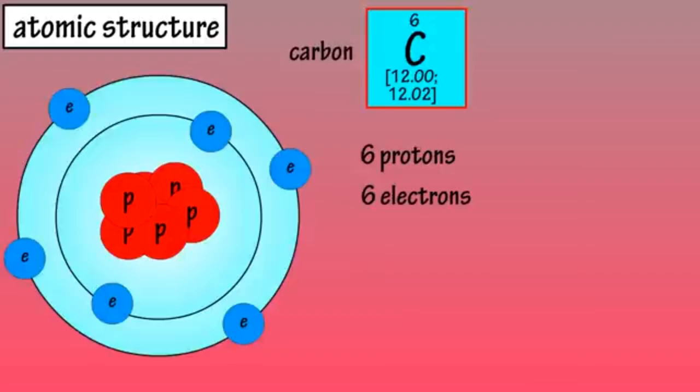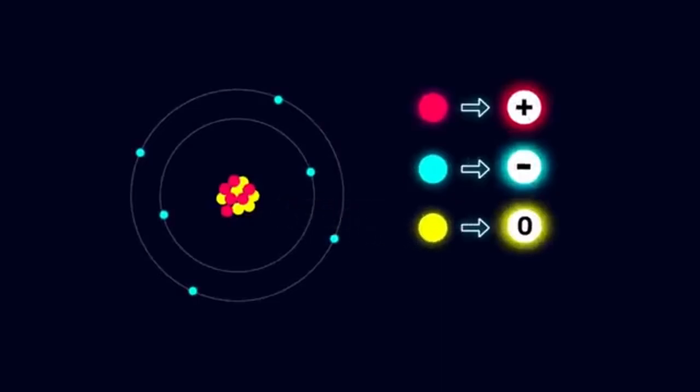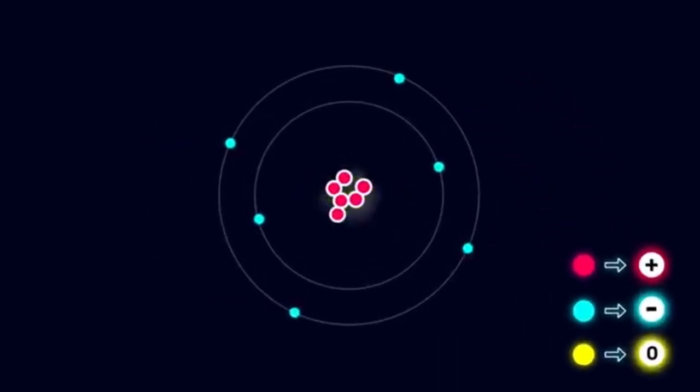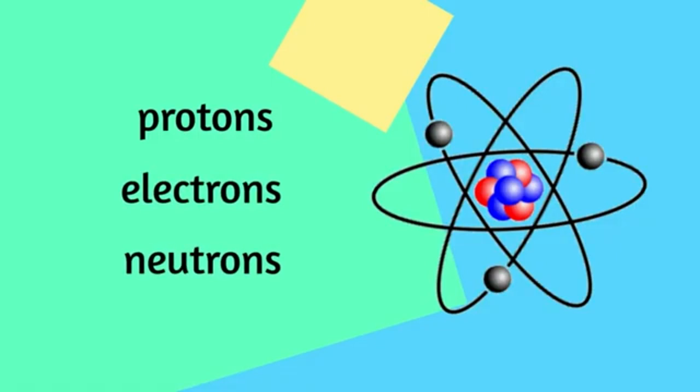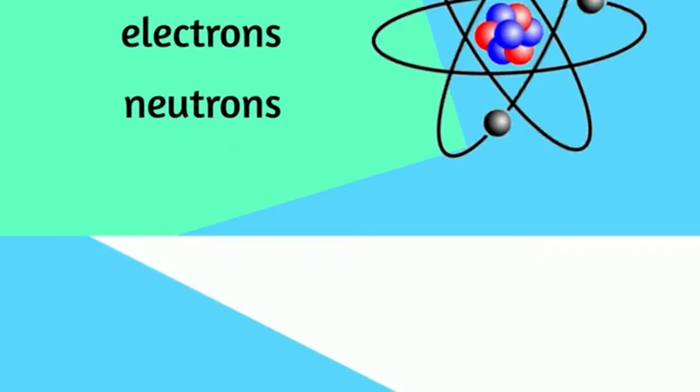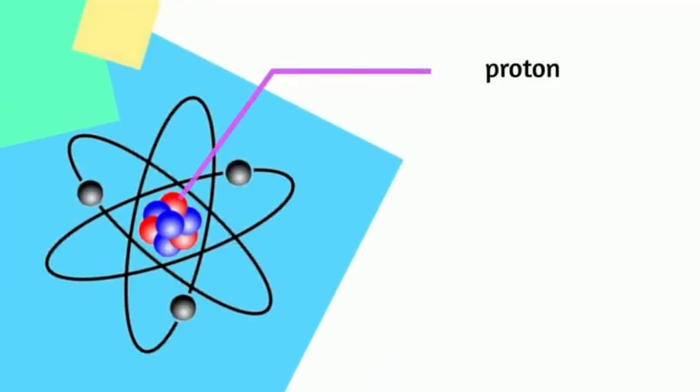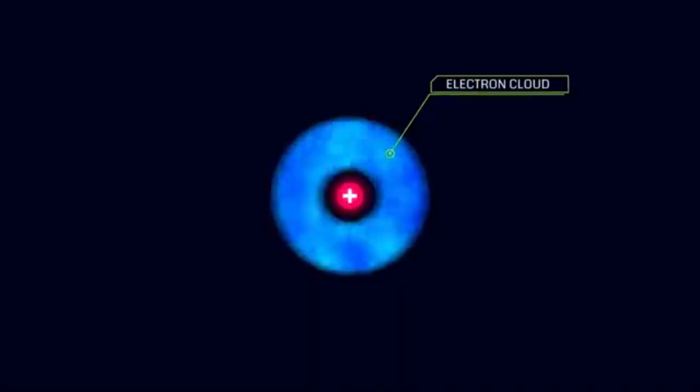Subatomic particles. Atoms are made of three main subatomic particles. 1. Protons. 2. Neutrons. 3. Electrons. Now let's understand each one clearly.